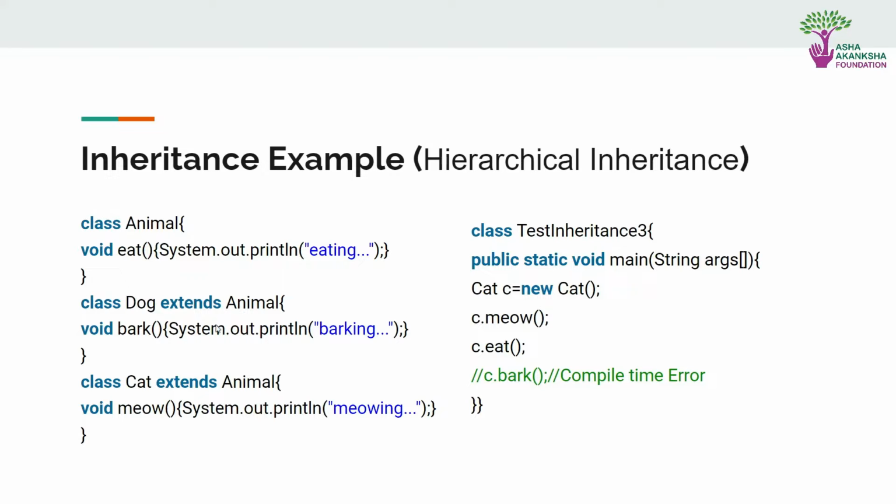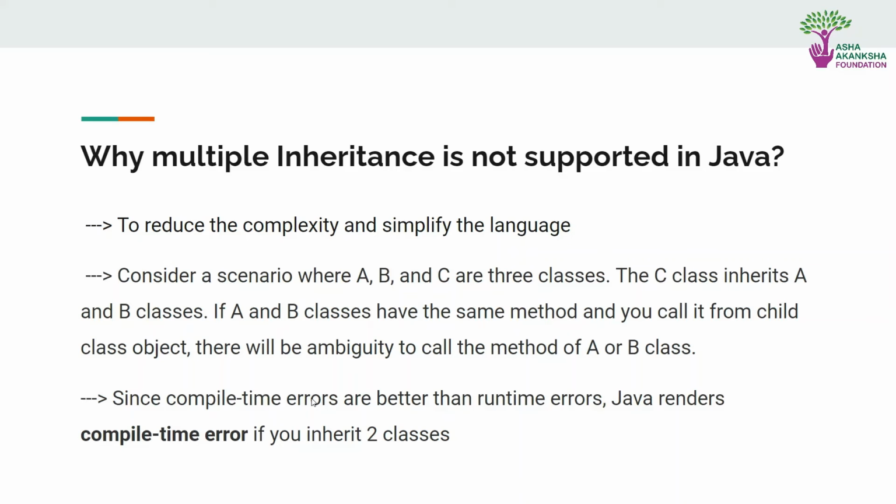By the way, in inheritance, if we make an eat function within the definition of cat itself, and then we call c.eat, it will call the method of the cat class first. So it overrides the animal's method. It will call the child's eat first. So these are the two points. Then, since compile time errors are better than runtime errors, Java renders a compile time error if you inherit two classes. So that was the main reason why multiple inheritance is not supported.